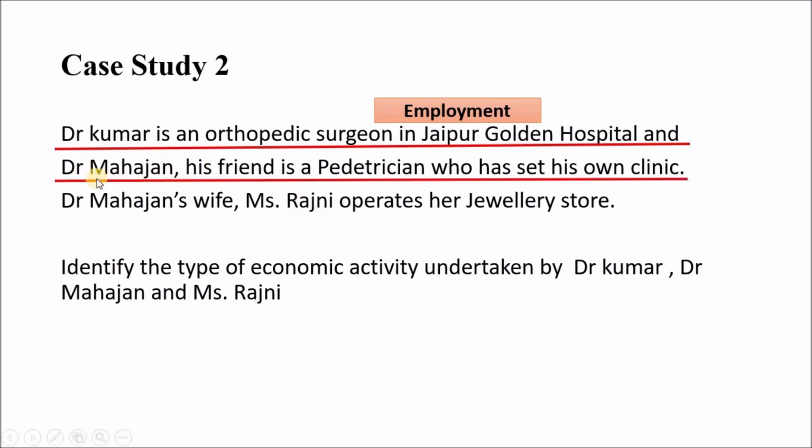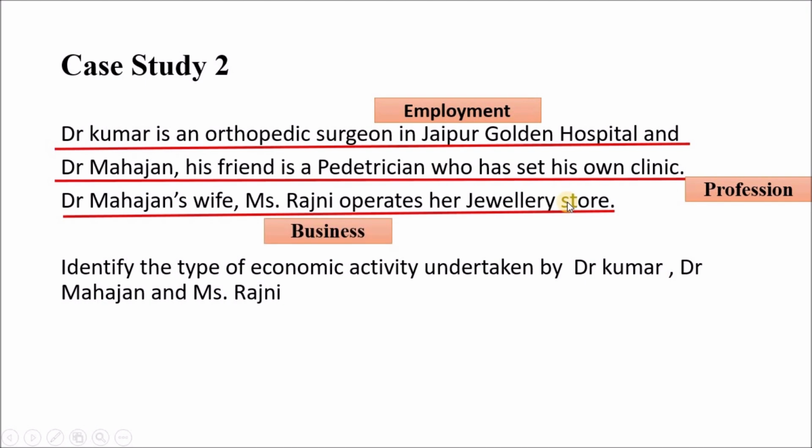Then if you can see this line, Dr. Mahajan, his friend, is a pediatrician who has set up his own clinic. So he has set up his own clinic, so it will come under the category of profession. Dr. Mahajan's wife, Miss Rajni, operates her jewelry store. So this is an example of business. So this is the way you have to do the case studies. They are not very difficult if your concepts are clear and you know the subject and you are able to relate your knowledge with the case study. It's not a difficult thing.